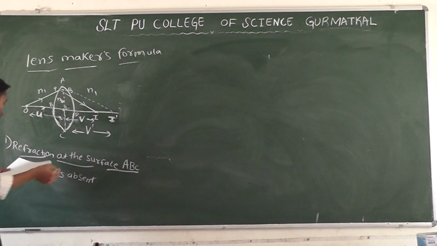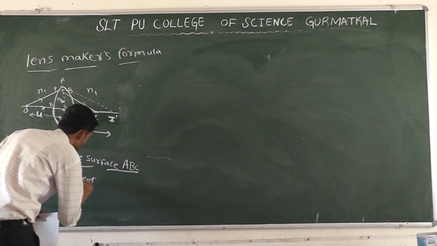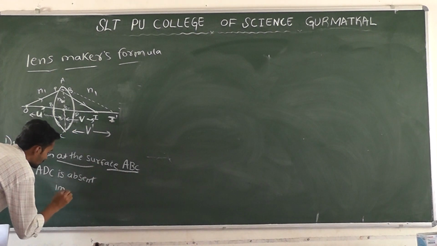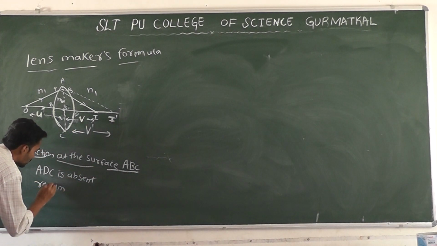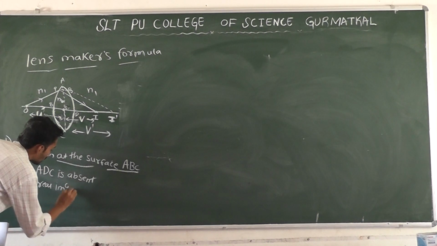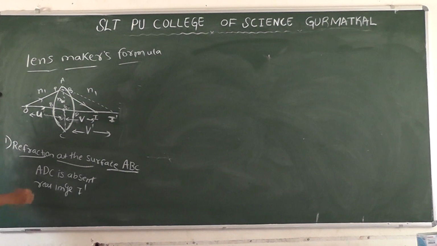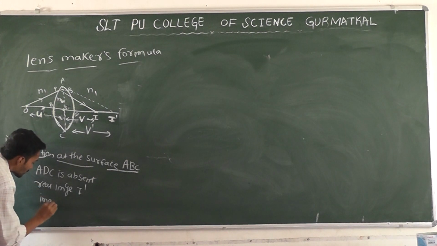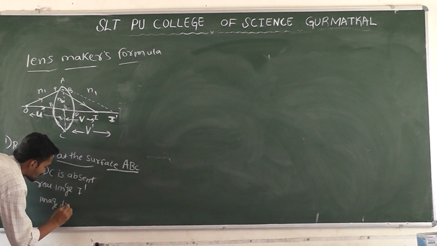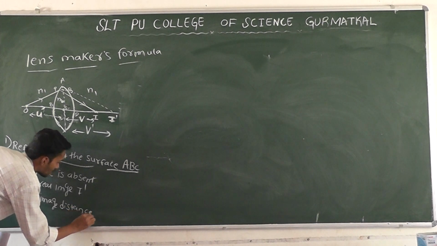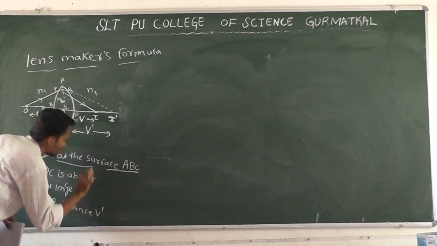So it will produce an image. Which type of image? A real image. We will get the image I dash, and the image distance is V dash.